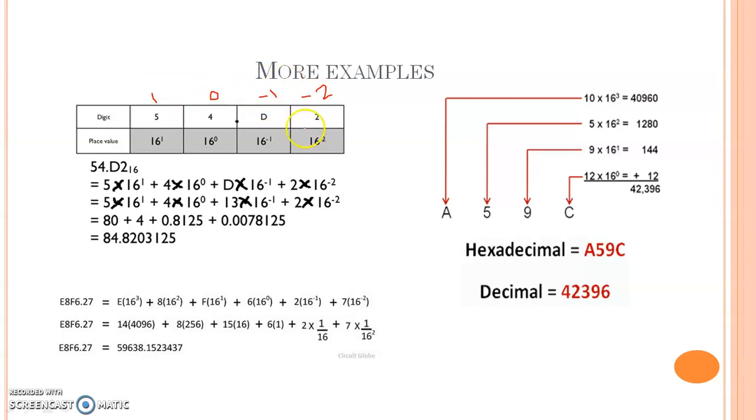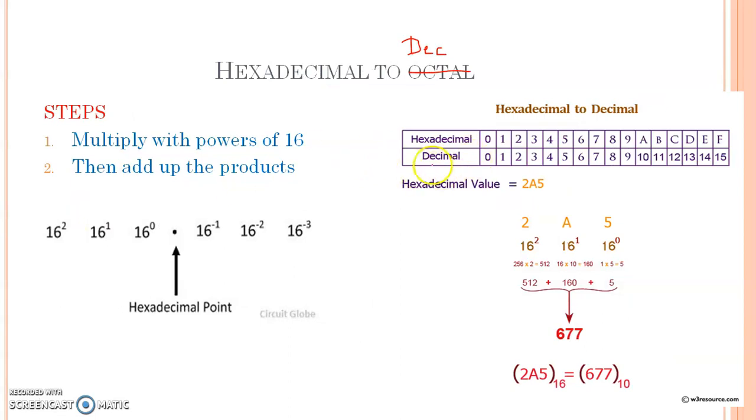So 54.D2 to base 16: 5 into 16 raised to 1 plus 4 into 16 raised to 0 plus D into 16 raised to minus 1 plus 2 into 16 raised to minus 2. So again expanding it, you know that D is nothing but 13. You have seen that D is 13.